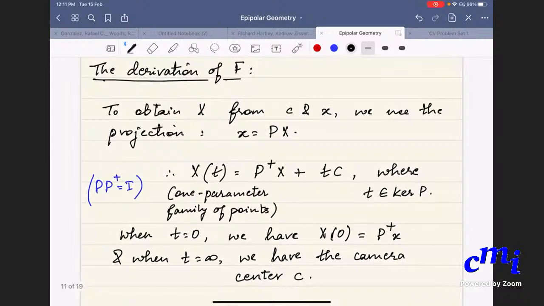So let's notice that to obtain small x from C and P, where C means camera, which also means the camera matrix, and X is the scene point, you just use this projection: small x equal to PX, correct?